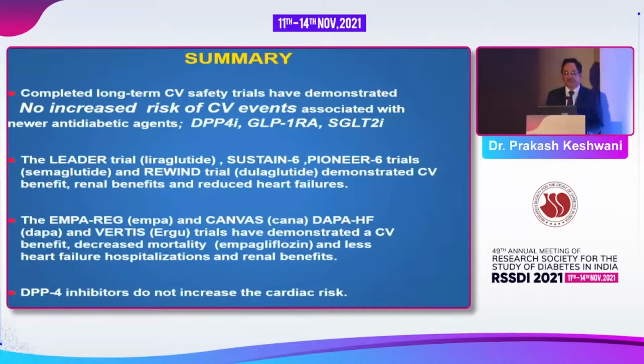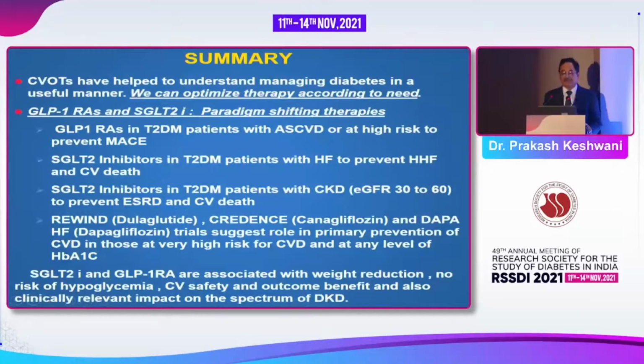To summarize, we can say that various CVOT trials done for these DPP-4 inhibitors, GLP-1 receptor analogs, or SGLT2 inhibitors have shown that these are safe as far as cardiovascular events is concerned. A number of trials for the GLP-1 as well as the SGLT2 inhibitors have shown they are safe as far as the cardiovascular events as well as the development of nephropathy is concerned. And we can optimize therapy according to need.